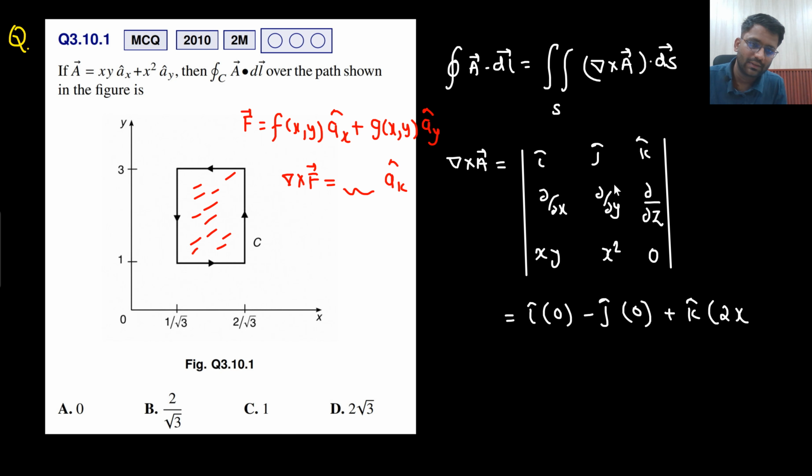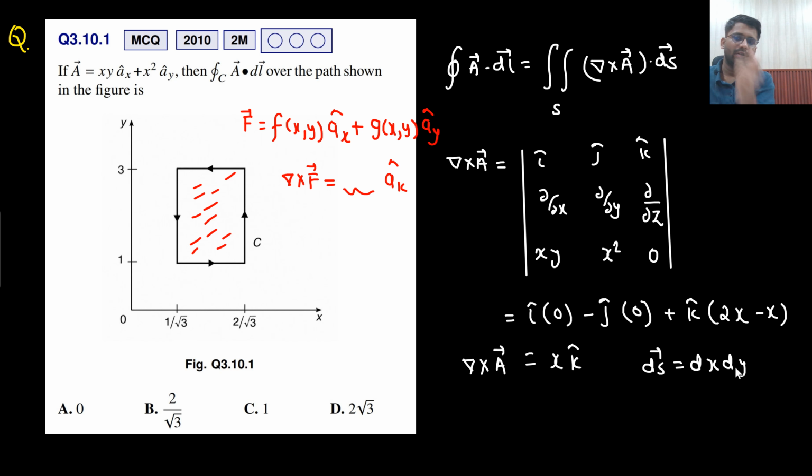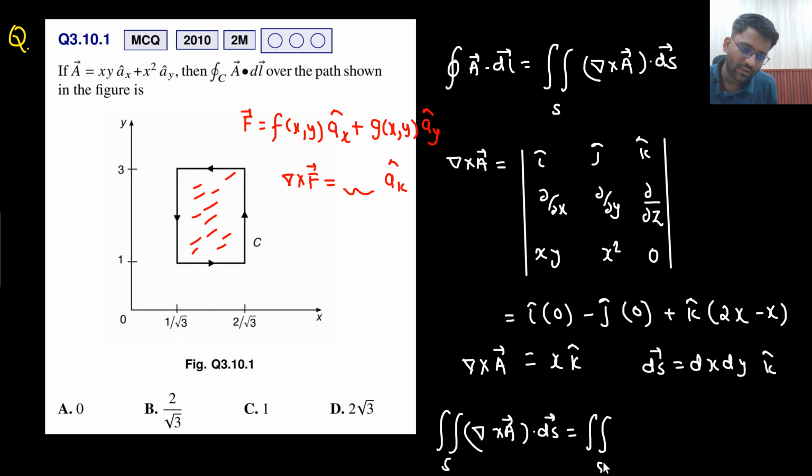So 2x, if you differentiate with respect to y, this will come out to be x. So del cross A is coming out to be x k cap. Now what is your ds vector? Ds vector is nothing but dx dy. Use the right hand rule. It is coming out to be plus k cap only. So del cross A dot ds is coming out to be x k cap dot dx dy k cap. So k cap dot k cap will become 1, right?